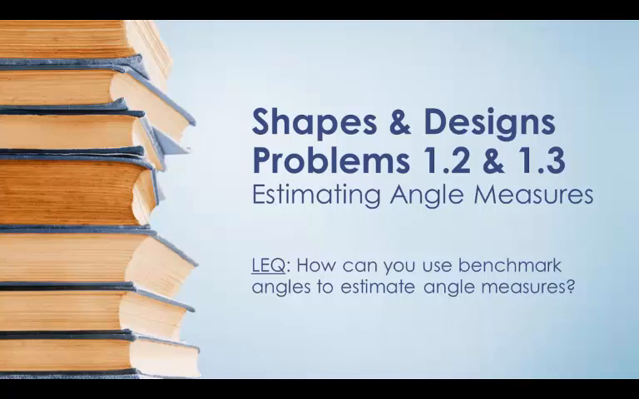Okay, we're ready for our second video in Shapes and Designs. This would be covering problems 1.2 and 1.3 in our textbook. This is all about estimating angle measures and using angle measures to find some missing angles. Our LEQ for this lesson is how can you use benchmark angles to estimate angle measures.